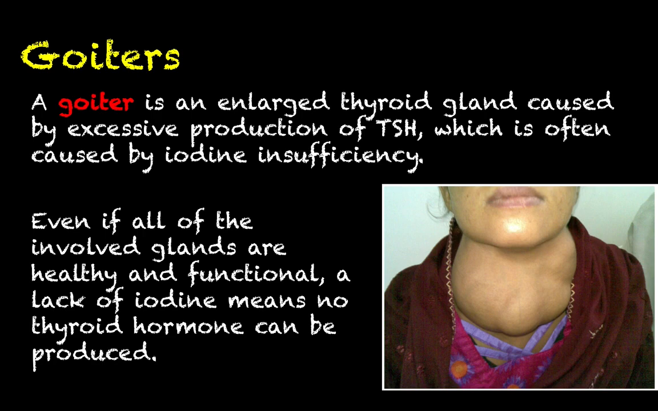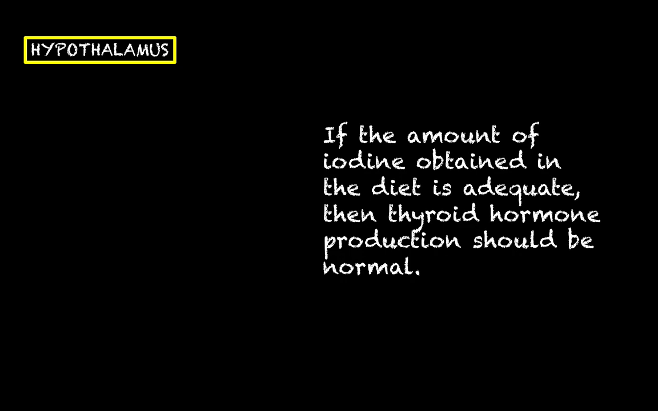So the idea behind how a goiter comes to be is that even if all the involved glands, the hypothalamus, the anterior pituitary, and the thyroid, are healthy and functional, a lack of iodine means that no thyroid hormone can be produced. So this dates back to our discussion on hypertrophy and atrophy. So let's take a look at how this comes to be.